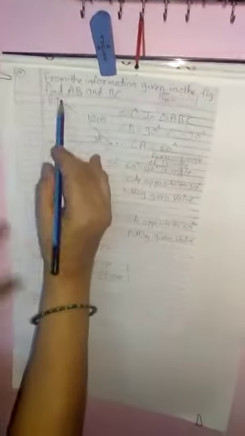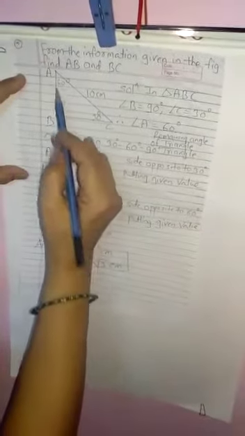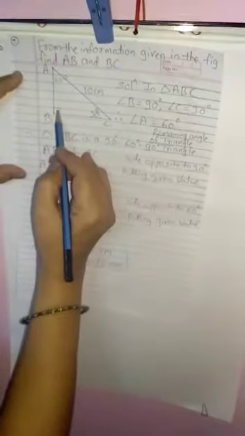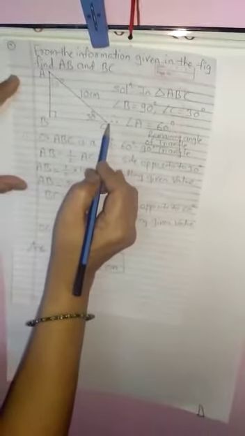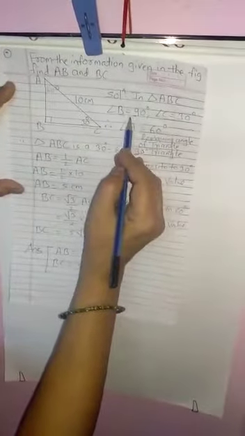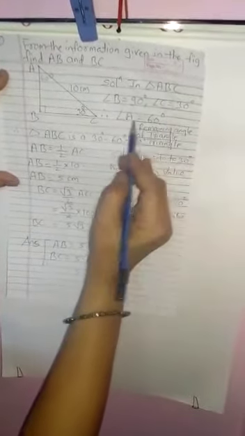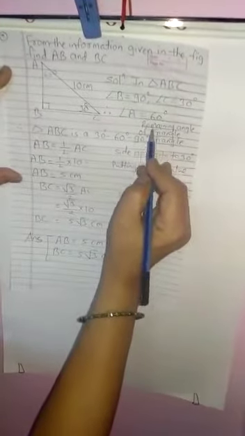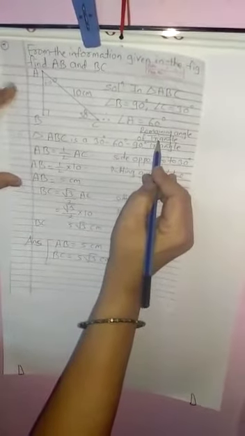One more example. From the information given in the figure, find AB and BC. What is given in this example? In triangle ABC, B 90 degrees given, angle C 30 degrees given, AC is given 10 centimeters. So solution, in triangle ABC, B 90 degrees, angle C 30 degrees, angle A 60 degrees as the remaining angle of the triangle. How are we getting this?